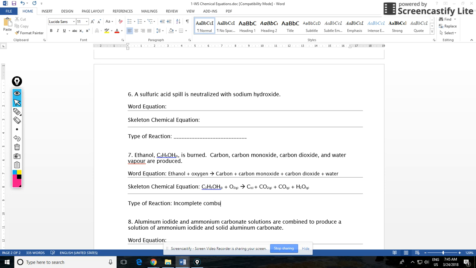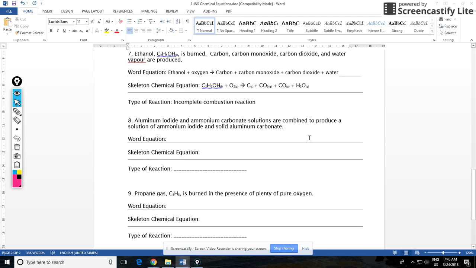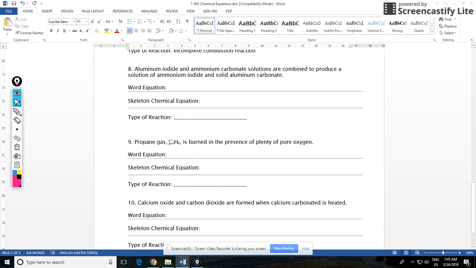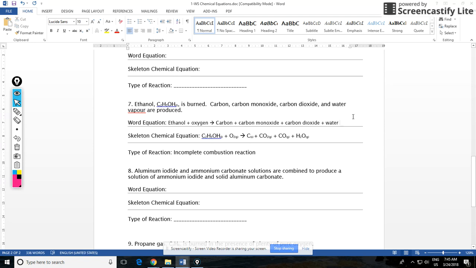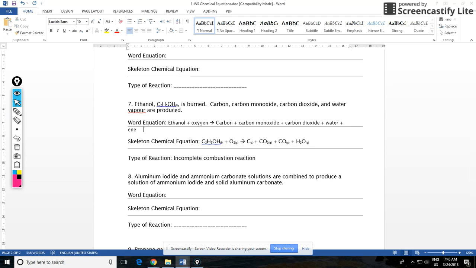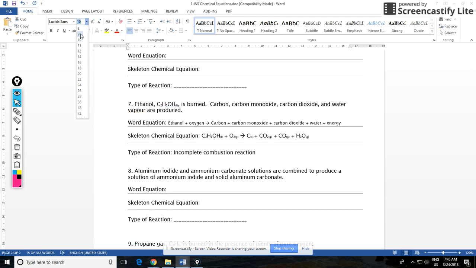So this is an incomplete combustion reaction. There's a few other examples of combustion reactions that you can attempt here, and you'll see that it's represented in the same way, is burned. One more thing I do want to add, though, in a combustion reaction, typically energy is released, so you would write it on the product side because energy was released.